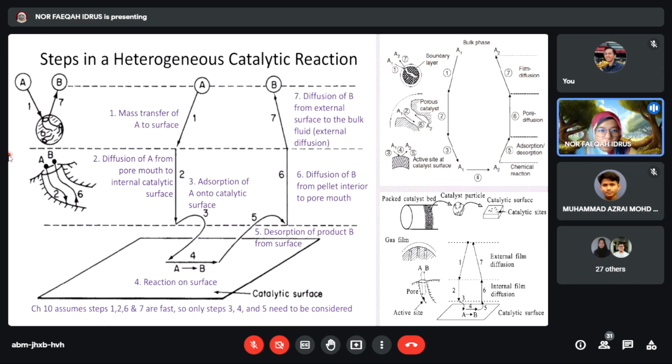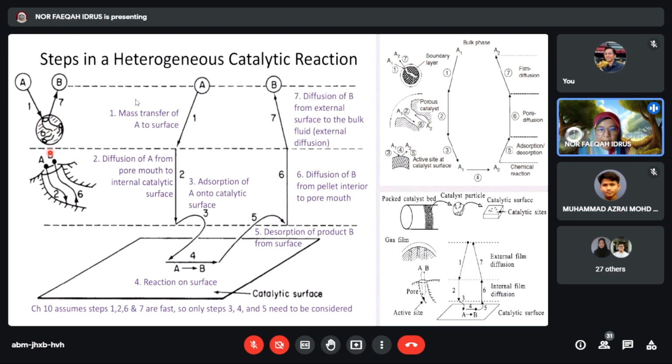So this is your spherical catalyst. Step one actually occurs at the external surface of the catalyst. Similar for step 7. Therefore, step 2 until step 6 actually occur at the internal surface of the catalyst, because this is a porous catalyst. So it occurs at the interior part of the porous catalyst.